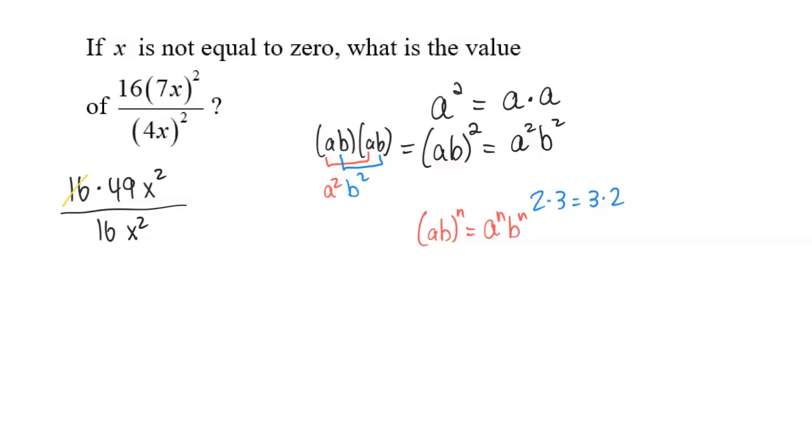I see here that 16 and 16 are going to cancel, and that x squared and x squared are also going to cancel. And so that leaves me with the value of 49, which is going to be my final answer.